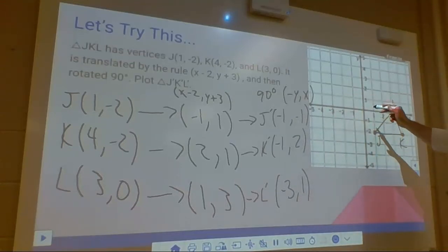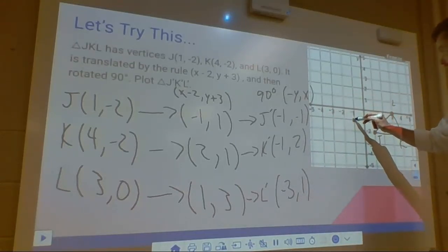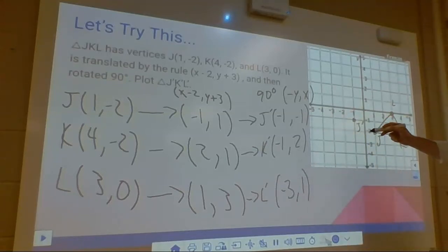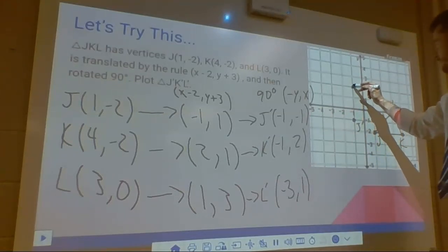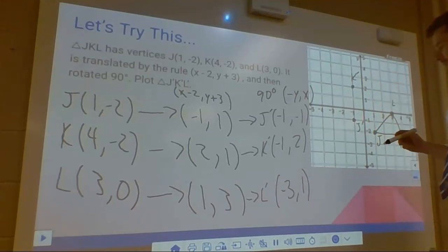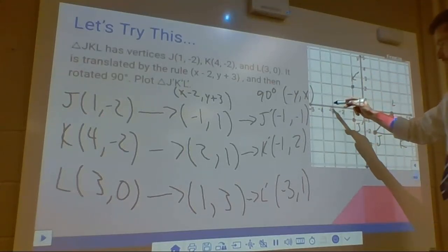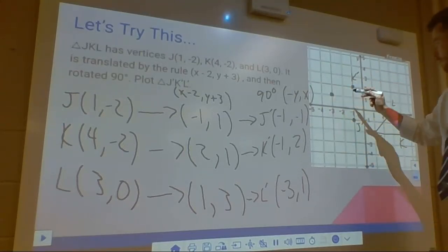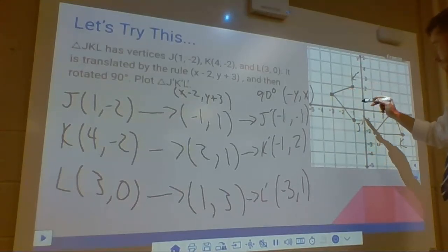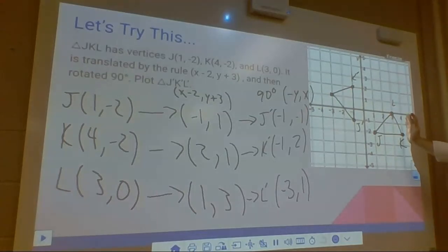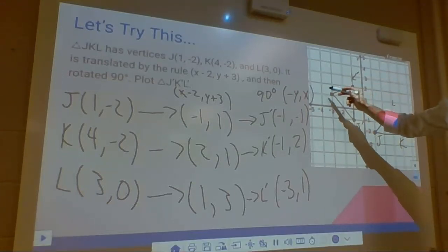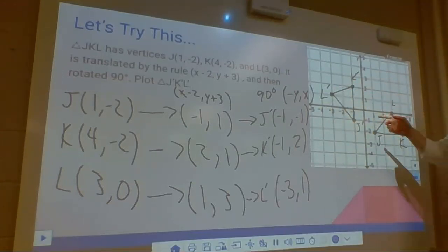So J prime is (-1, -1). K prime is (-1, 2). And L prime is (-3, 1). And then we'll connect our points. So this triangle, triangle JKL, was translated by the rule (x - 2, y + 3), then rotated 90 degrees to result in triangle J prime, K prime, L prime.